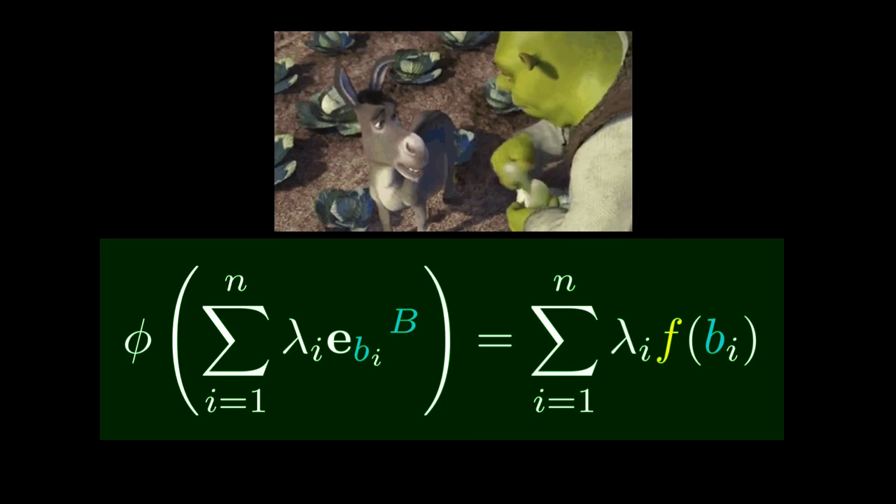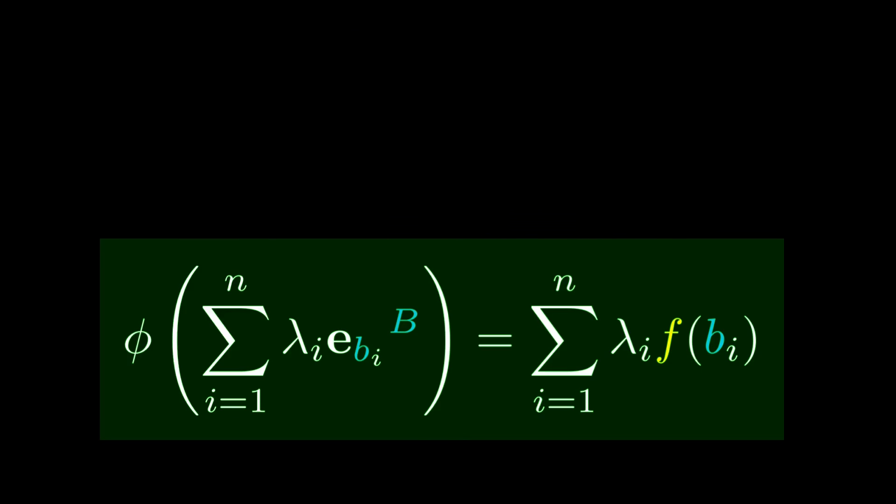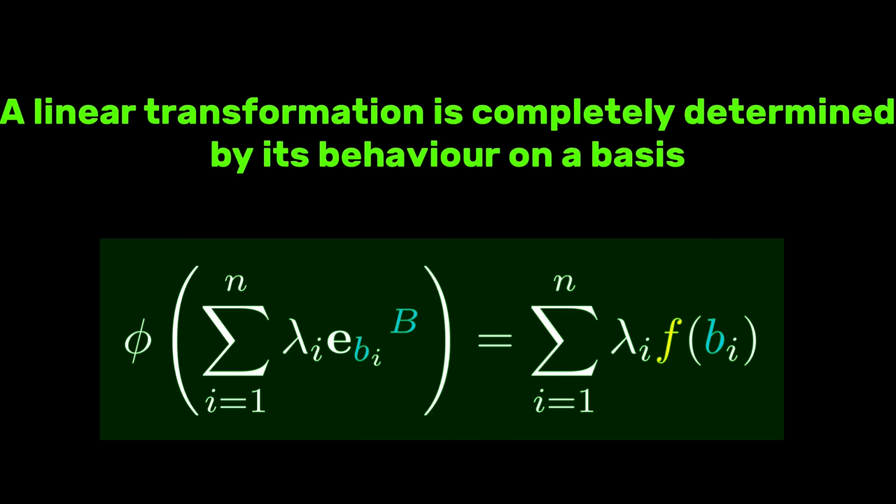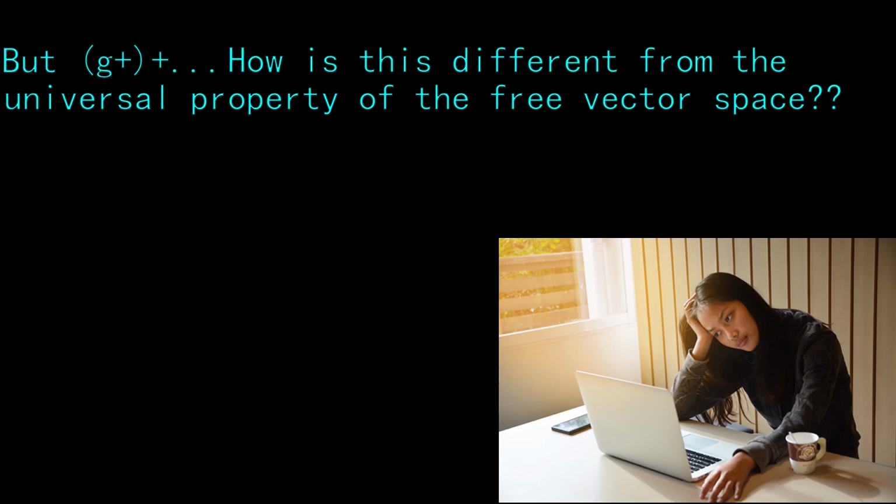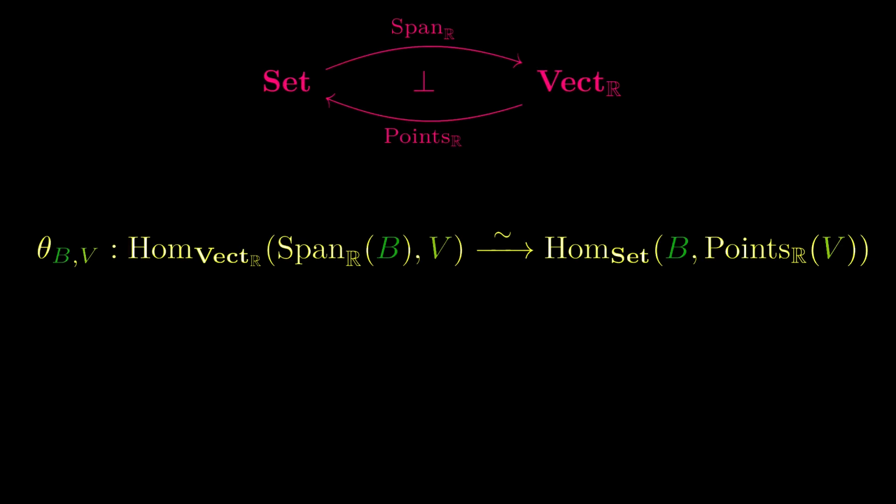Peeling away all of the mathematical notation and jargon, this is just to say that a linear transformation out of a vector space with a basis B is completely determined via linearity by its behavior on the basis elements as a function of sets. But gee, you may object, isn't this interpretation exactly the same as the universal property of the span? Where's the duality? Well, given that both universal properties are derived from the exact same correspondence of Hom sets, it shouldn't be surprising at all that the intuitive interpretation is almost indistinguishable.